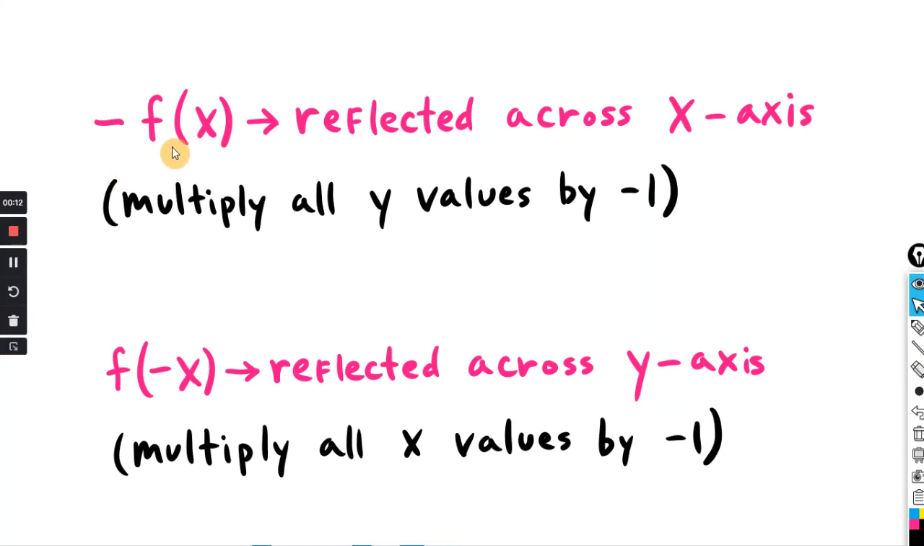If you take the negative of f of x, you're basically multiplying all y values by -1, and the graph will be reflected across the x-axis. And if you take f of negative x, you're basically multiplying all x values by -1, and the graph will be reflected across the y-axis. So when it's multiplied outside the parentheses by -1, it's reflected across x; multiplied by -1 inside the parentheses, it's reflected across y, as you will see.